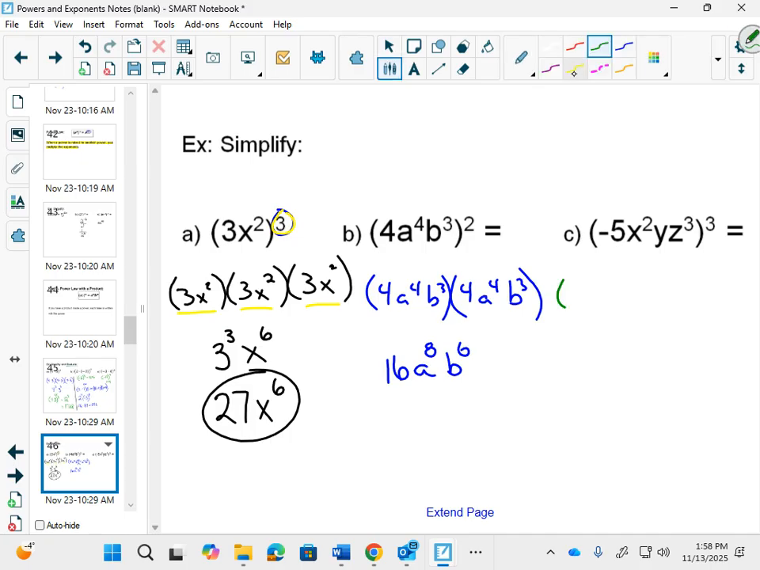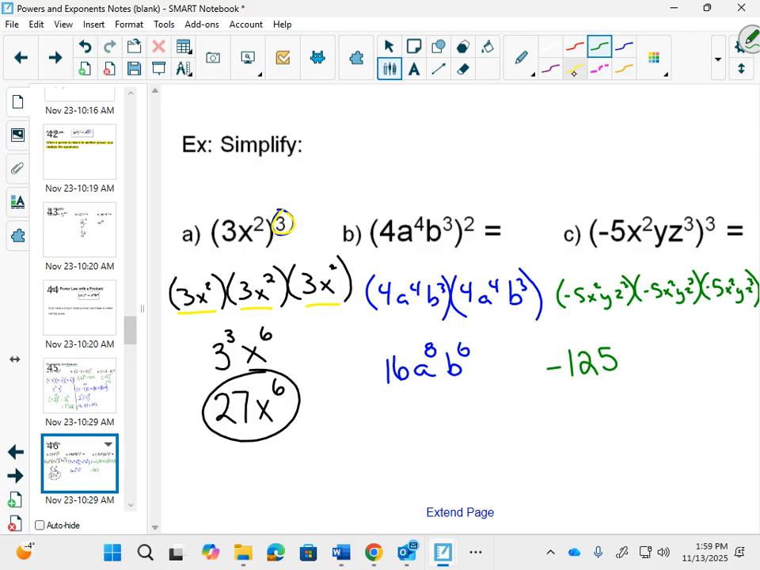The last one in green. If I have a cubed, I would have this, oh my goodness, 3 times. If you put the numbers together, -5 times -5 times -5, the answer is -125.